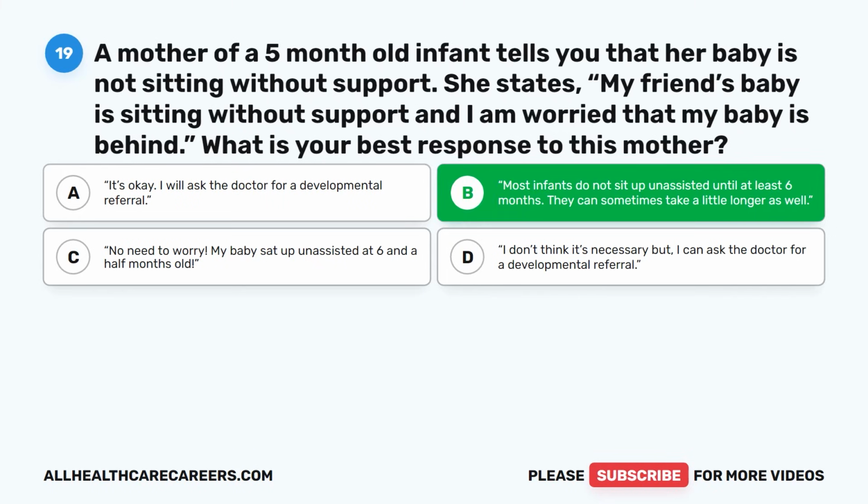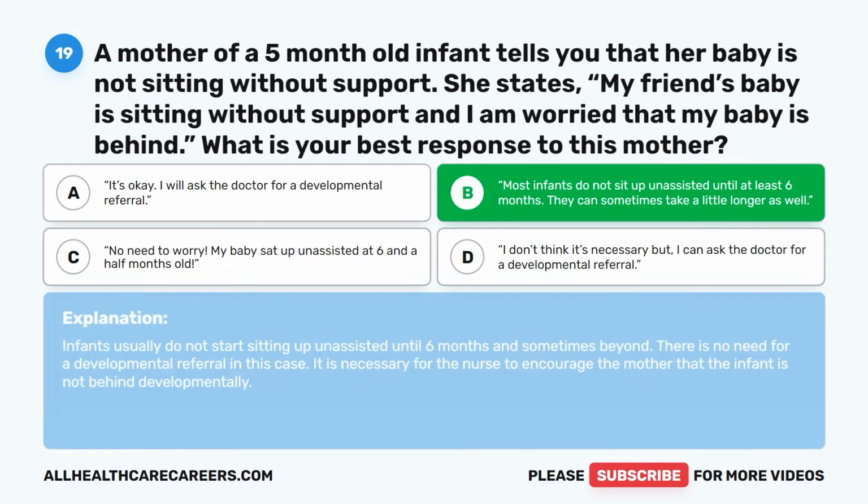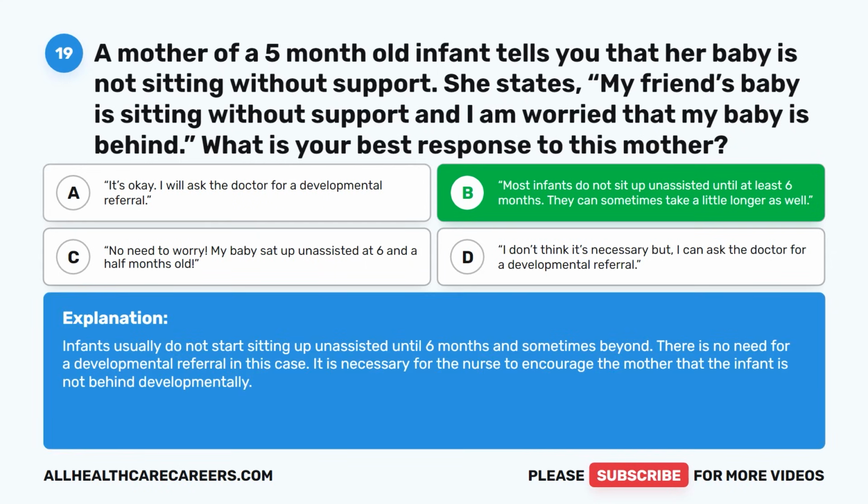The correct answer is B. Most infants do not sit up unassisted until at least 6 months. They can sometimes take a little longer as well. Infants usually do not start sitting up unassisted until 6 months, and sometimes beyond. There is no need for a developmental referral in this case.